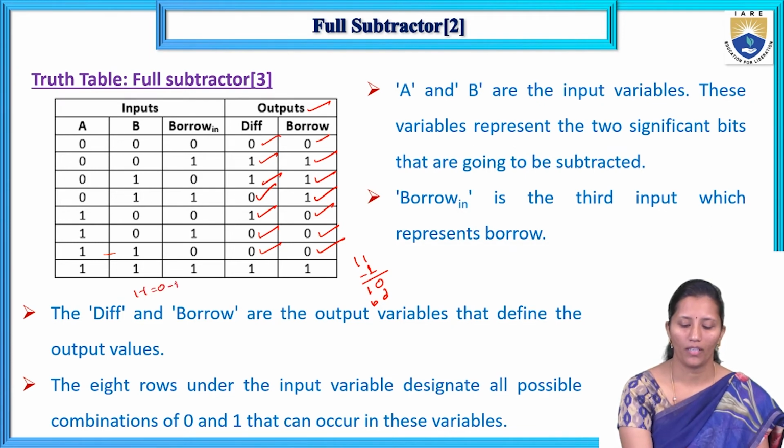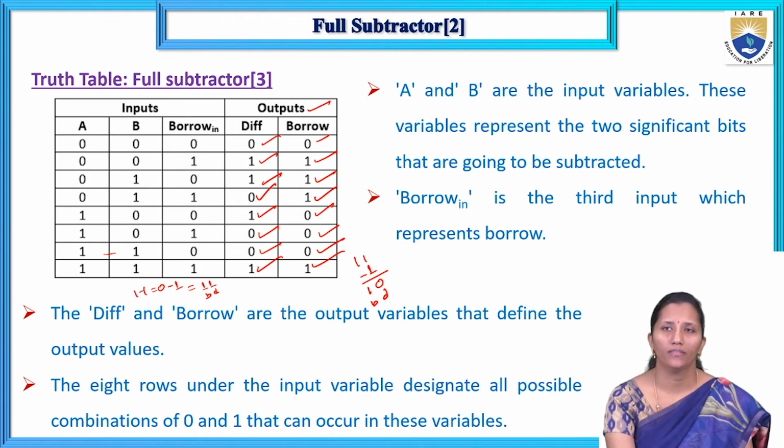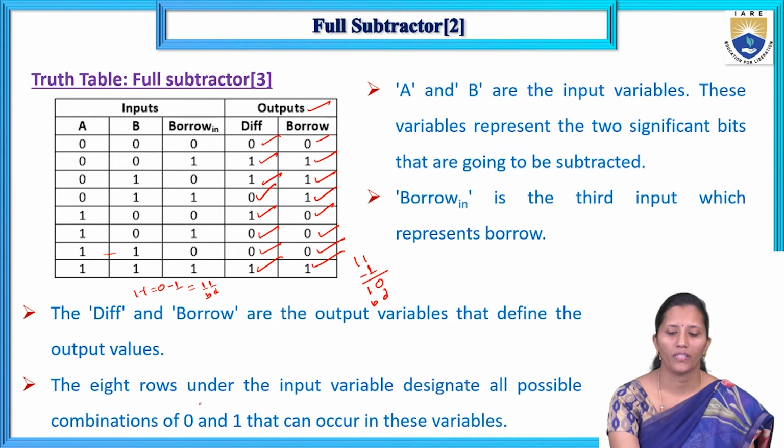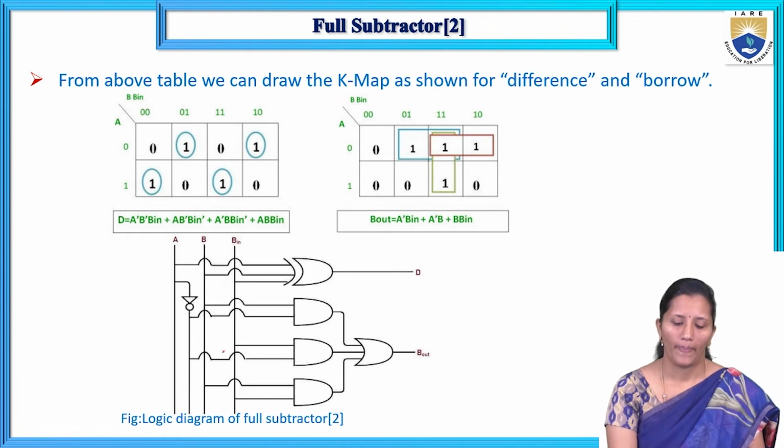Again we have to subtract 0 minus 1. So 1 is the difference and 1 is the borrow. Okay. So this is the truth table of the full subtractor. And here the difference and borrow are the outputs. Now we draw the K map for the truth table.